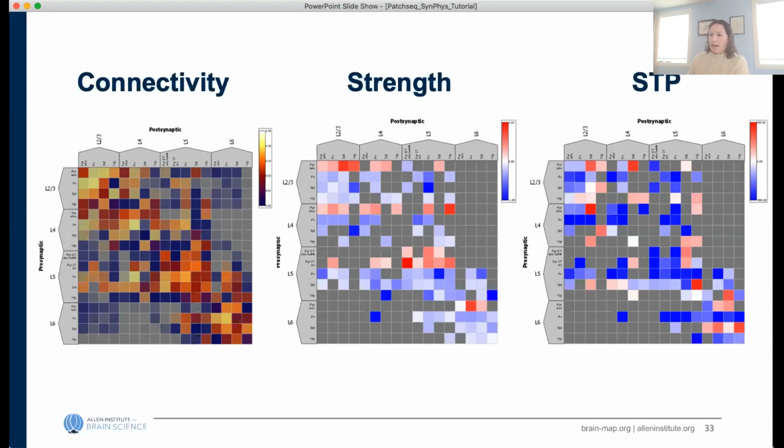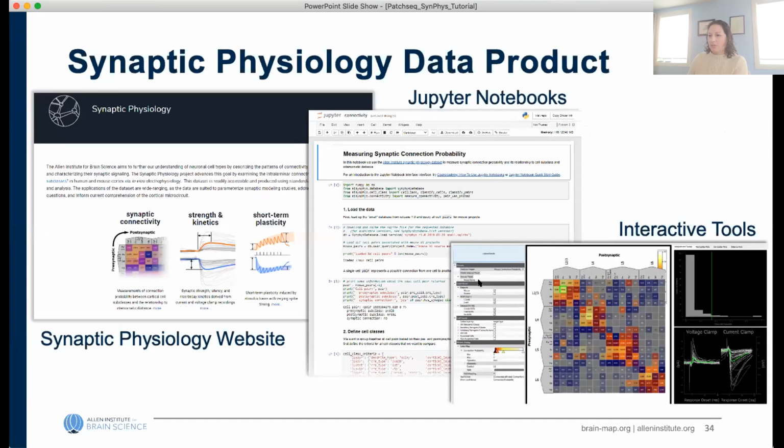We provide all of these data for you to interact with on your own and explore. There are a few ways that you can go about doing that. We have a main web page that I'll walk you through, as well as some Jupyter notebooks to play with. And we do have some downloadable interactive tools if coding is not so much your jam. You can download these and view the data as I showed you in these matrices and click around and explore the data that way. So I will share now the website.